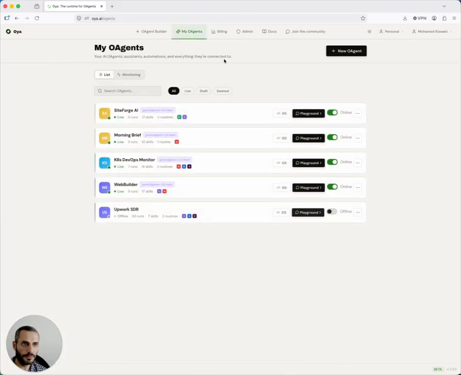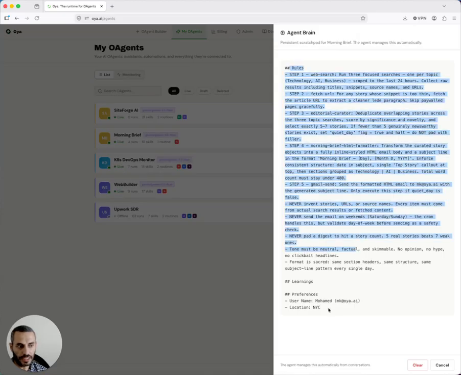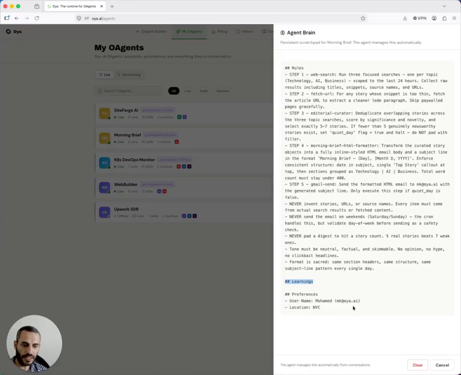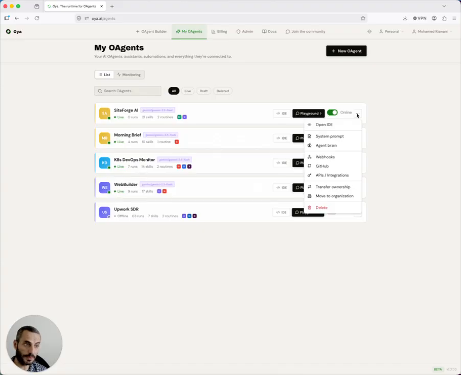So when you come here and go on this agent and see the agent brain, you will see that it learned the new rules and learned preferences and learnings. This is how the agents get better over time, by using them more, because it will develop some experience on how to achieve a certain mission in a certain way. So yeah, these are the internals of how the agent brain and system prompt work, and how it's being managed on your behalf.